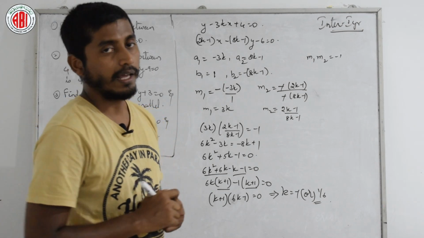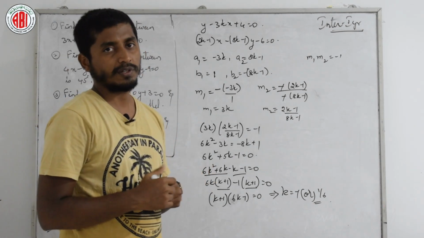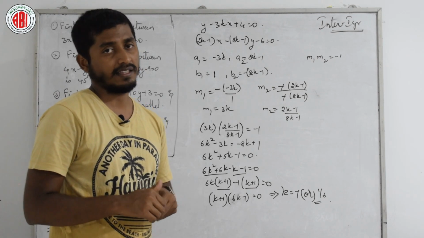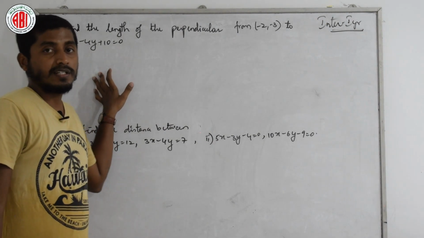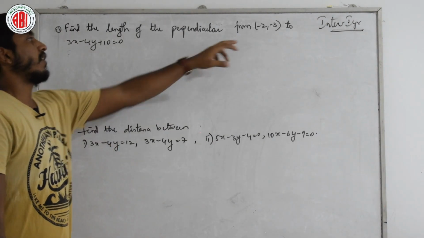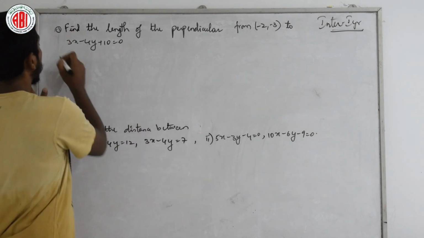Is it clear? Now let us do a few more problems on finding the perpendicular distance and the distance between two parallel lines. Let us see. The next question is, we have to find the length of the perpendicular from this particular point to the equation. What is the length of the perpendicular formula?